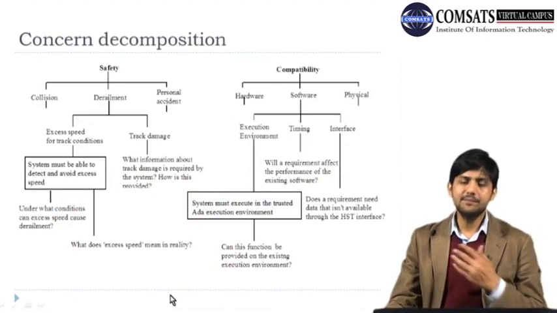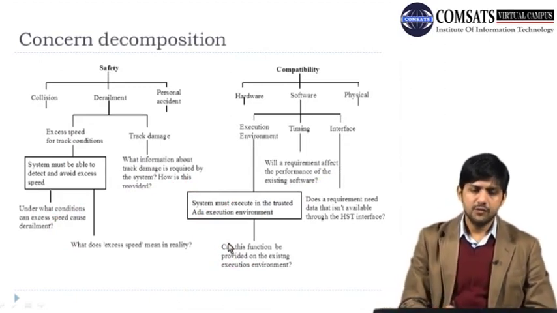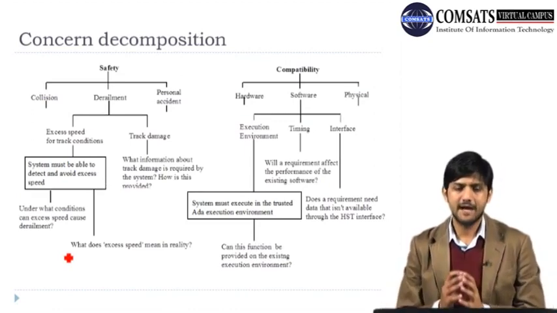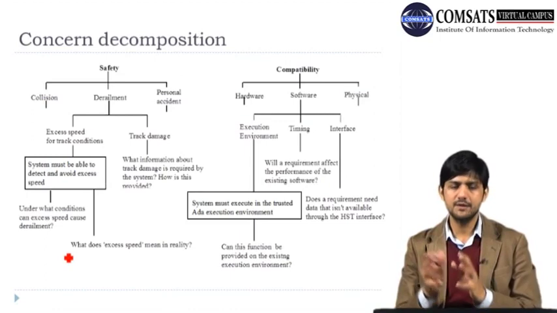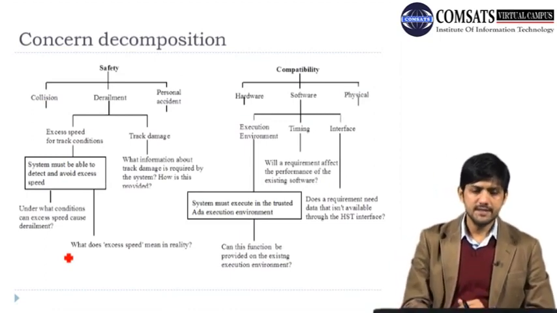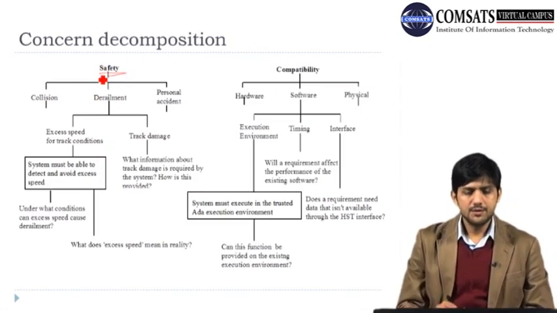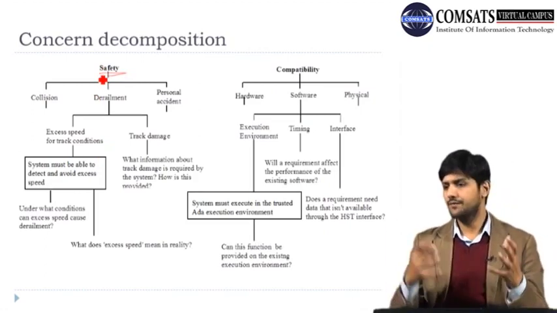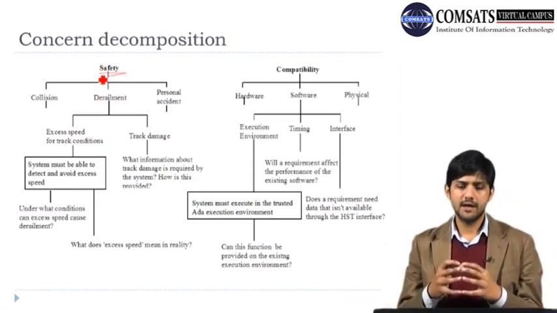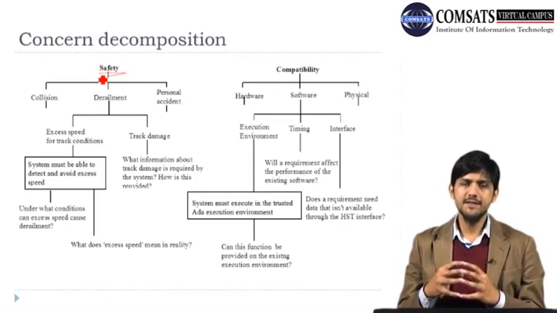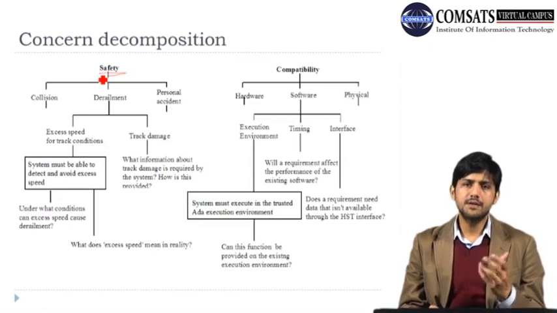So how do we actually decompose these concerns? There are two typical examples. One is safety and the other is compatibility. So let's first look at the safety concerns. The main concern is safety. We talked with different end users, and all of them had this particular concern of safety. And within safety, there were three sub-concerns.